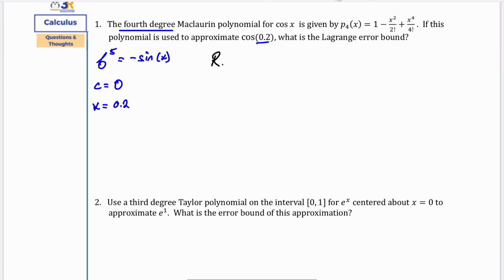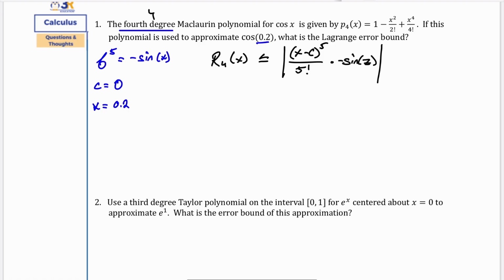Let's write our r of x. So we're using r sub 4 of x, and that's going to be less than or equal to the absolute value of x minus c to the 5th power over 5 factorial, which is n plus 1 because we have the 4th degree, and that is going to be times the 5th derivative, negative sine of z.